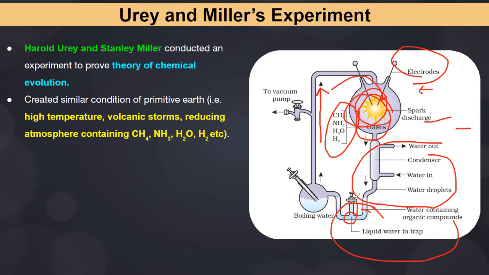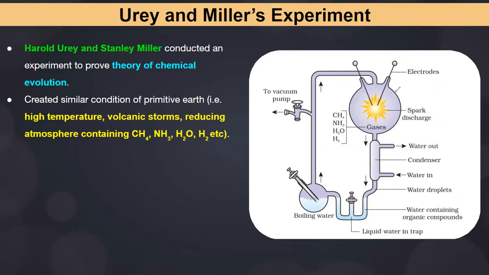Now this liquid resulted from the mixture of the gases, the water vapors coming from here, the gases, then the electric current, and then the water which was mixed. All of this was allowed to react for certain days, and then after condensation, the water droplets which were formed over here were collected in this tubing at the end of the apparatus.